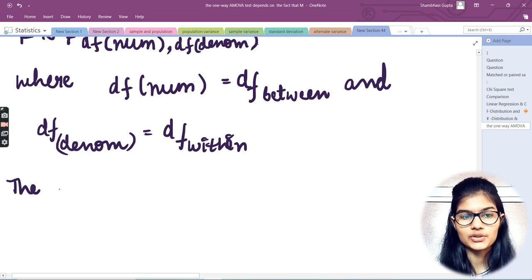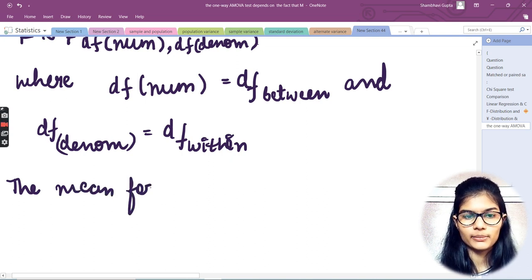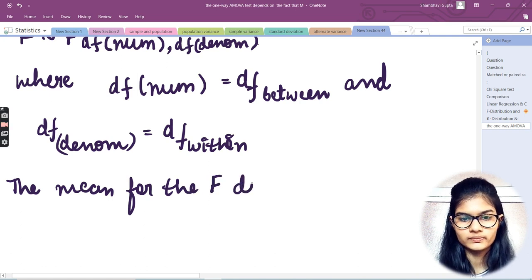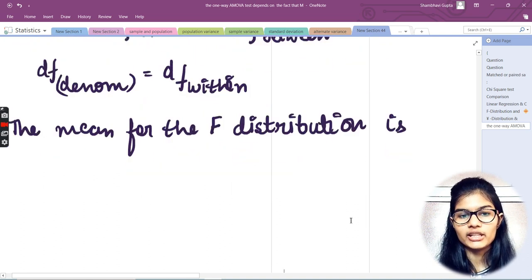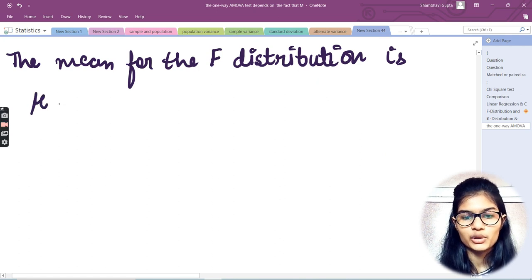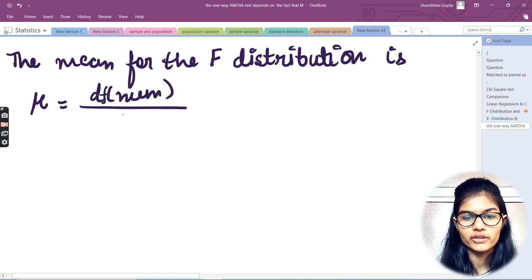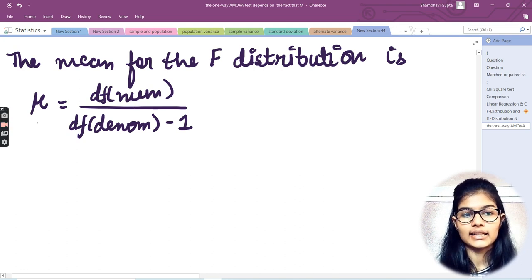Next, we have the mean. What's the mean for the F distribution? The mean for the F distribution is mu is equal to DF numerator divided by DF denom, that is the denominator, subtracted by 1. So this is the formula for the mean for the F distribution. Again, I would repeat it: mu is equal to degrees of freedom numerator divided by degrees of freedom denominator minus 1.